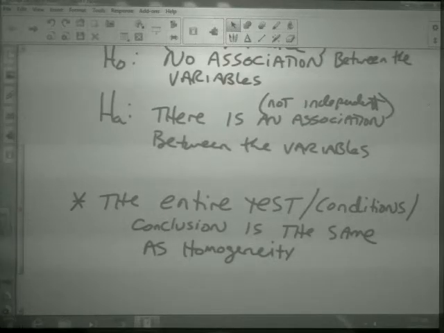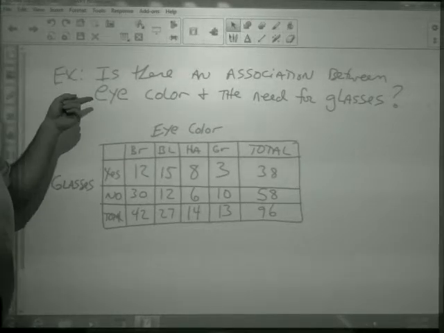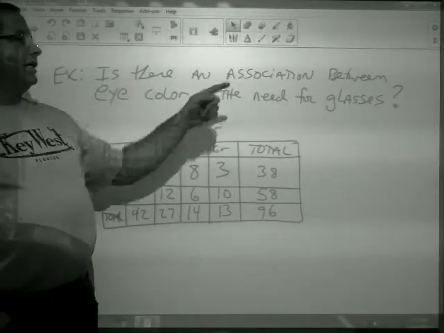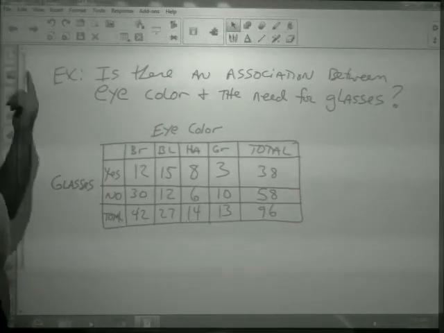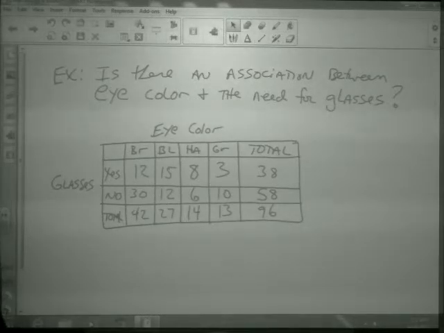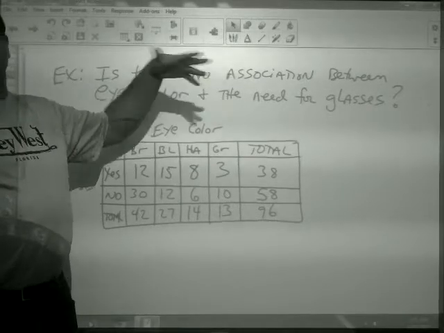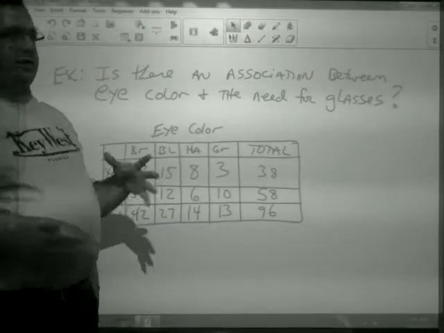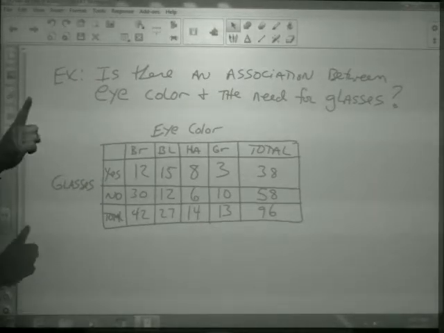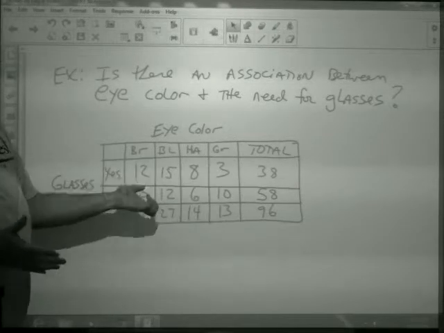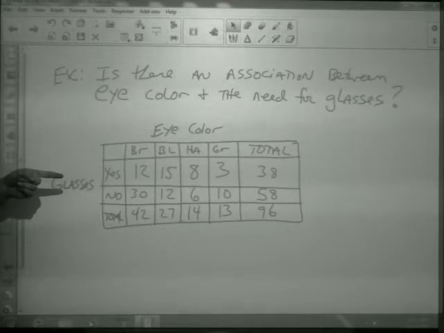For example, here's one that we could look at. Is there an association between eye color and the need for glasses? You know, is there somehow any association between the color of someone's eyes and whether or not they have corrective lenses? So right now you can hear the word association in the question, so it helps you decide which one to pick. But if we think about this, I took a sample of people. I have one population. All right, here they are. On two variables, eye color and whether or not they need glasses.